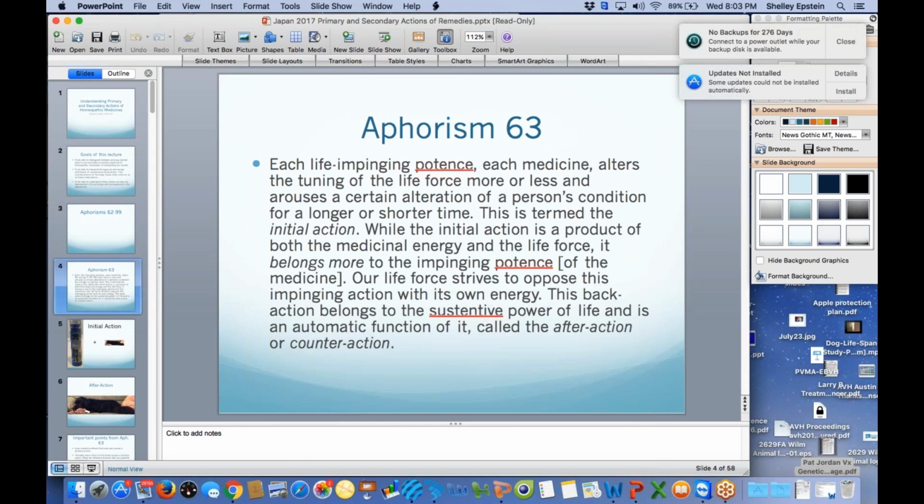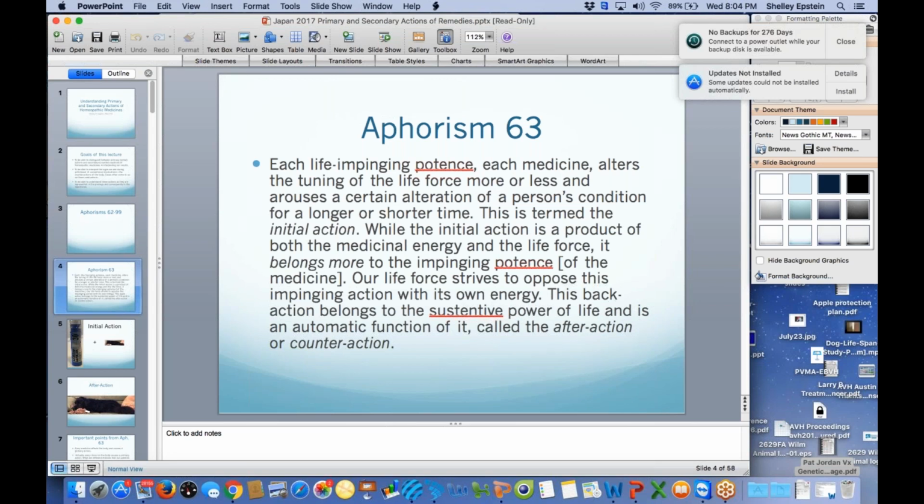And we'll start with aphorism 63, where Hahnemann says, each life-impinging potence, each medicine, alters the tuning of the life force more or less and arouses a certain alteration of a person's condition for a longer or shorter time. This is termed the initial action. So we give a remedy and we get a change.